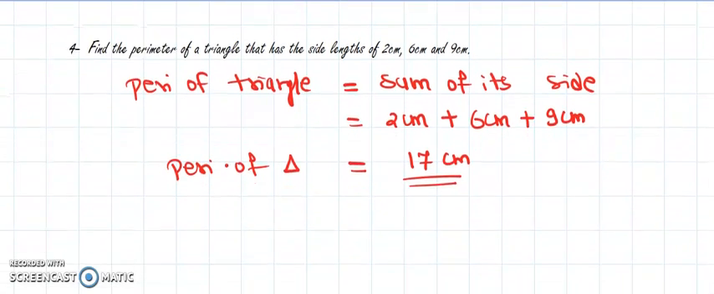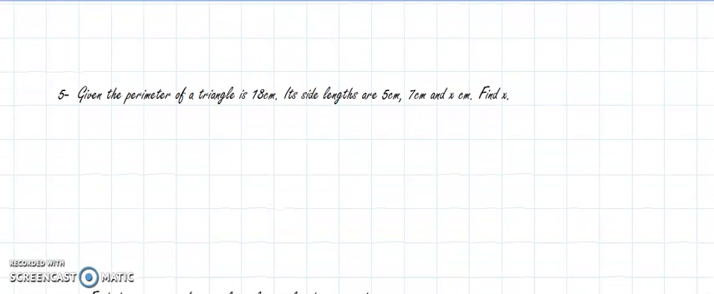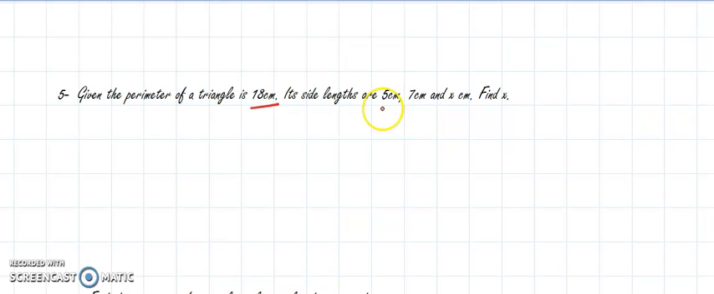Now let us move towards the next question, which is a little bit different, but regarding the perimeter only. Now you can see the question. This time they have given the value of perimeter of a triangle, and they have given us the two values of the sides. Perimeter is given 18 centimeter. One side length is given 5 centimeter, another side length is given 7 centimeter, and we have to find the third side length, that is x centimeter.